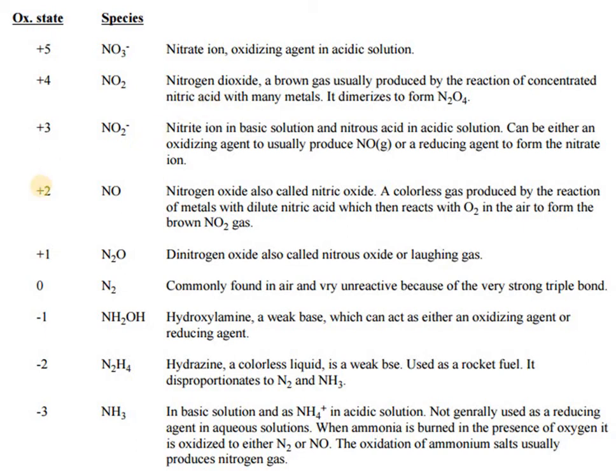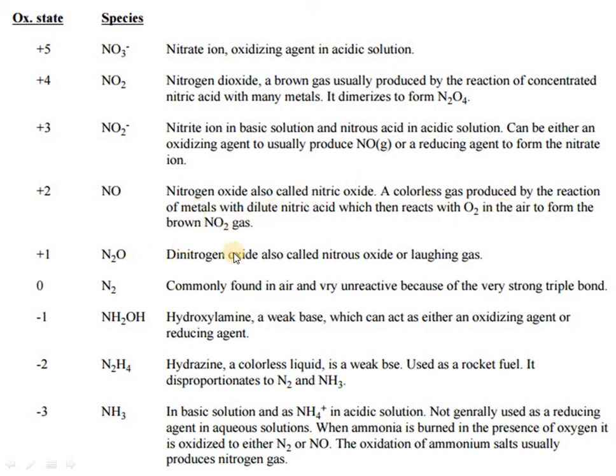Okay. And nitrogen oxide is also called nitric oxide, a colorless gas produced by the reaction of a metal with dilute nitric acid. In the next video, we will do the reaction between copper and concentrated and dilute nitric acid. So these fundamentals will be used here. Whenever copper is treated with concentrated nitric acid, NO2 gas will be released. When we are treating with dilute nitric acid, see here, dilute is written, then NO gas will be formed. NO is a colorless gas, which changes to a reddish brown gas on reaction with oxygen.